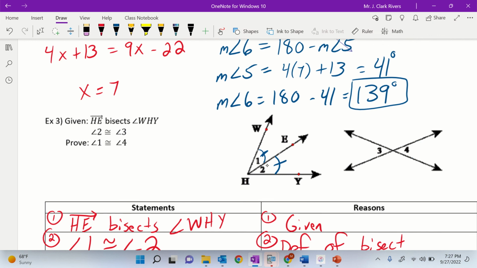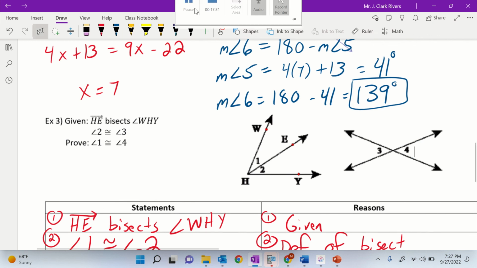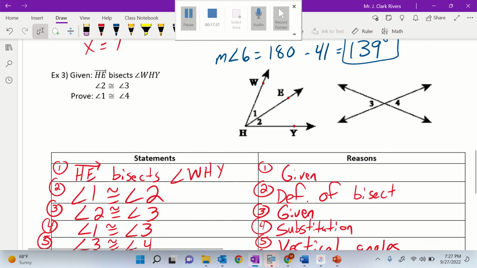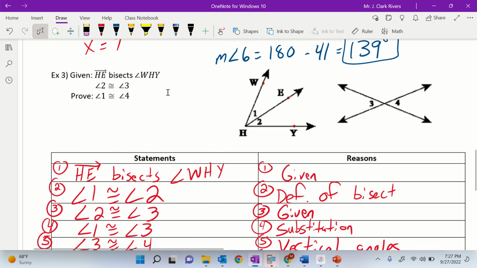So here's what this looks like. First off, HE bisects angle WHY. That is given. That's my first statement and first reason. I then built upon that. You could have put the other given information in right there. That would have also been acceptable, but I just went ahead and built upon it. Angle 1 is congruent to angle 2. That's the definition of bisect. We also have our other given information. Angle 2 is congruent to angle 3.